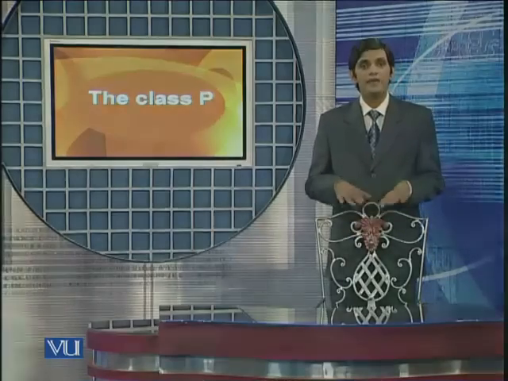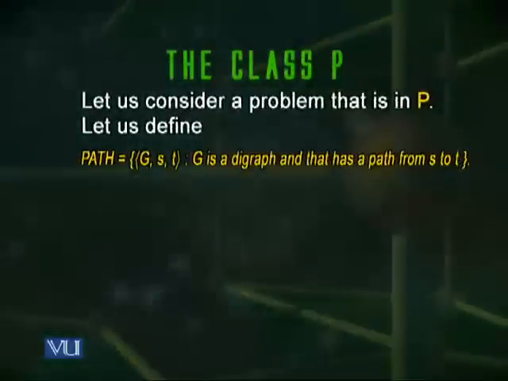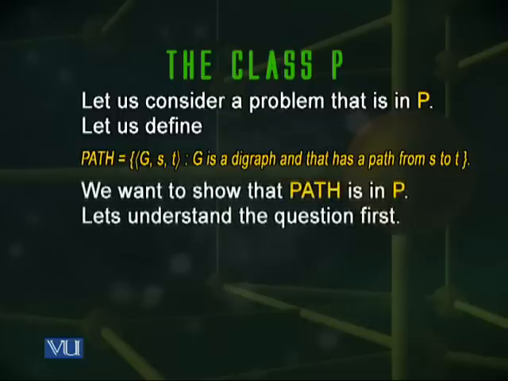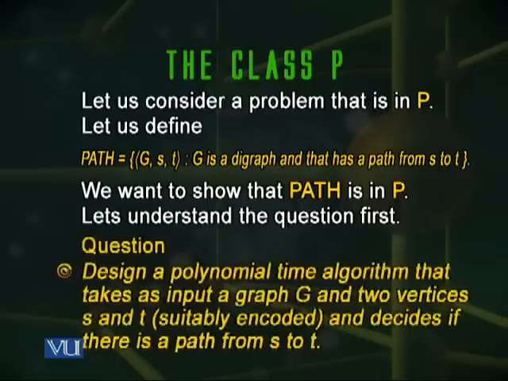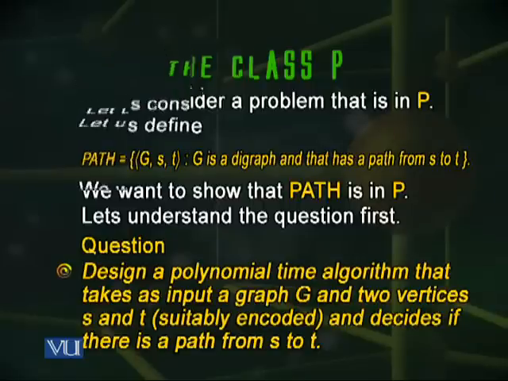Let's define everything formally. So PATH is going to be the set of all encodings of a graph G and S and T such that G is a directed graph that has a path from S to T. What we want to show is that PATH is in P. Let us understand this question. The question exactly says, design a polynomial time algorithm that takes as an input a graph and two vertices S and T, suitably encoded, and decides if there is a path from S to T.